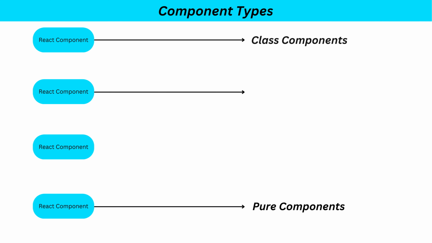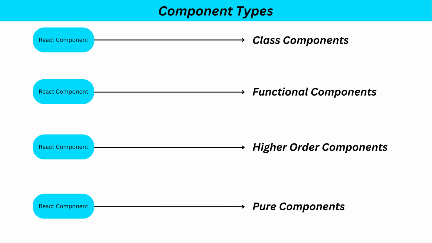Components can be different types in React. So we mainly have 4 types of components: class components, functional components, higher order components, and pure components. So let's take an example and see how each component looks.